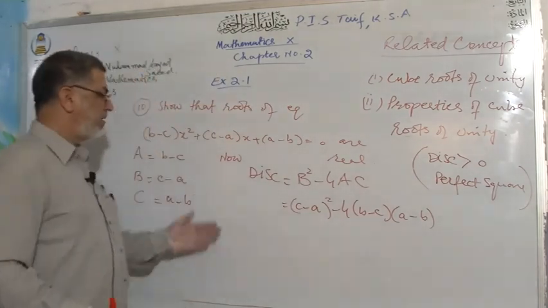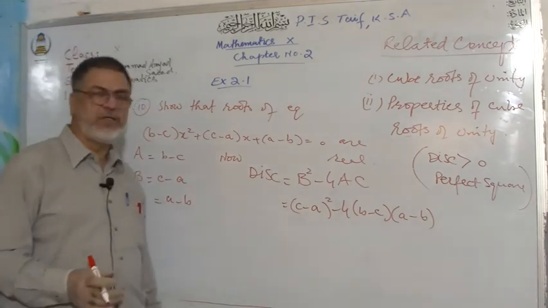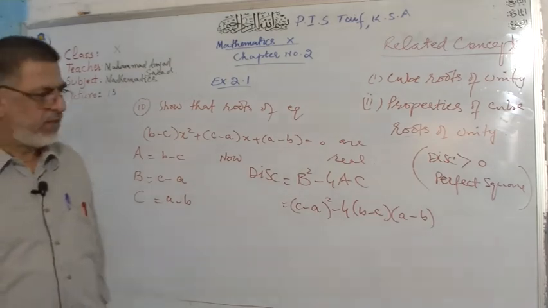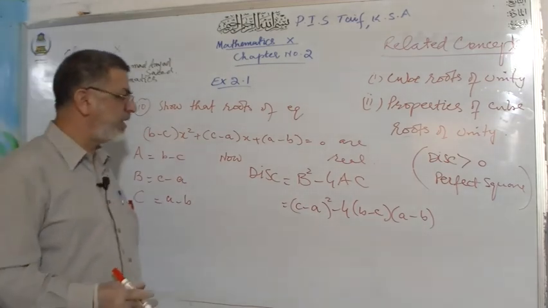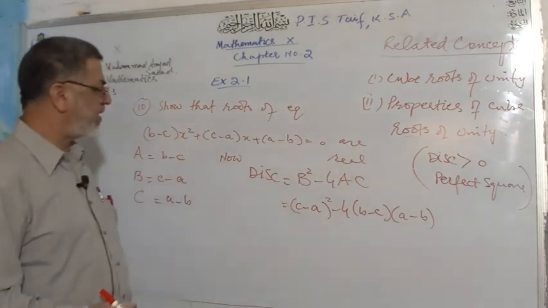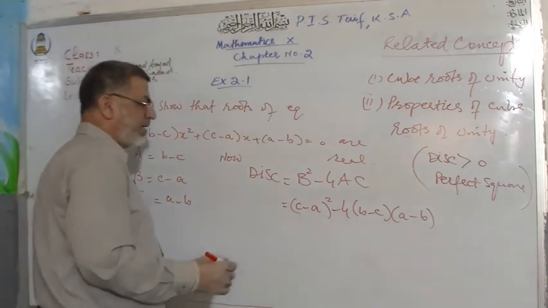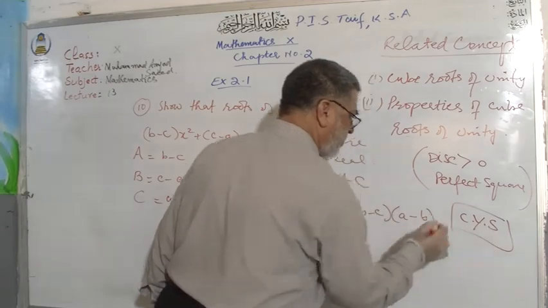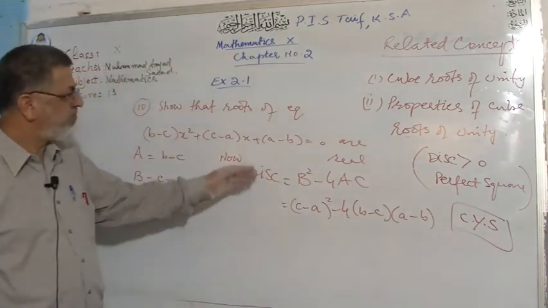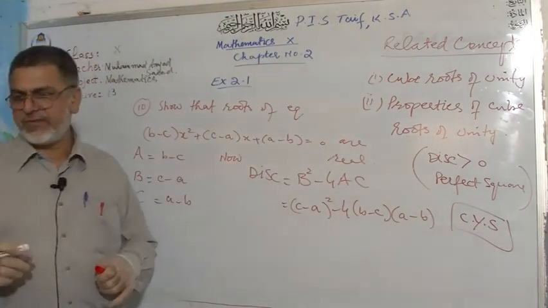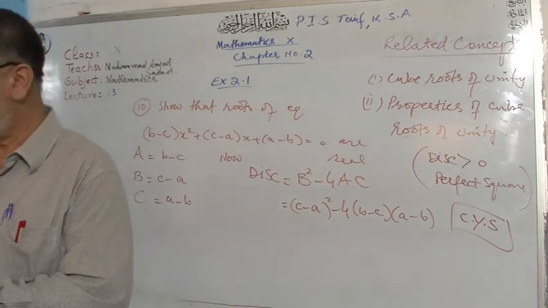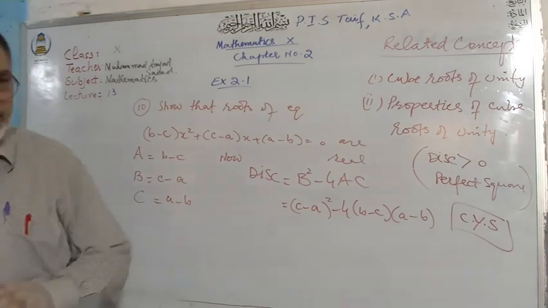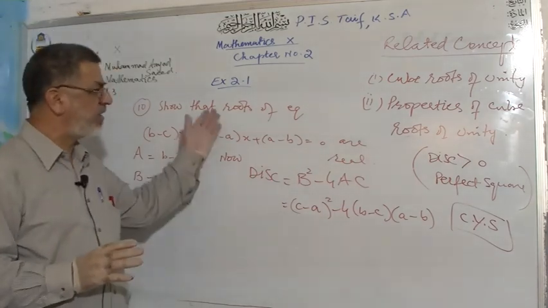Then definitely you will write down, hence the roots of given equation are real, rational. So in this way you can complete. So I am writing down C by S. Complete this question yourself. I hope that you will solve this question very easily with the help of the previous question.